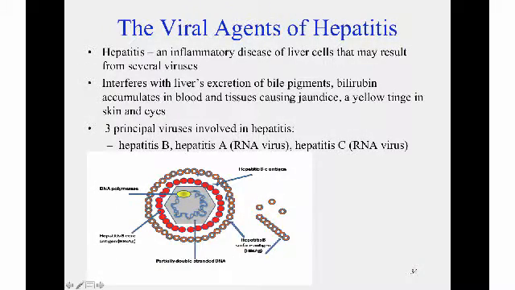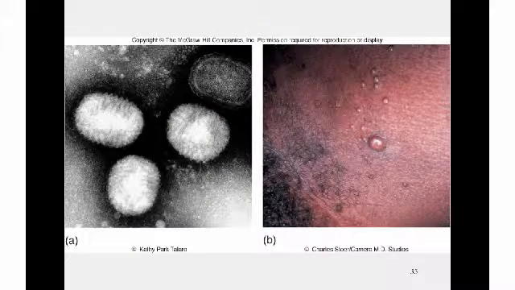Now on to hepatitis. So Hep B is the DNA virus. Hep A and C are RNA viruses. Hepatitis is defined as an inflammatory disease of liver cells that may result from any one of these three infections. And once you're infected with Hep A, B, or C, it will target the liver. B and C will cause long-term persistent infections, and it will interfere with the liver's excretion of bile, causing the accumulation of bilirubin and result in jaundice or yellowing of the skin and eyes.